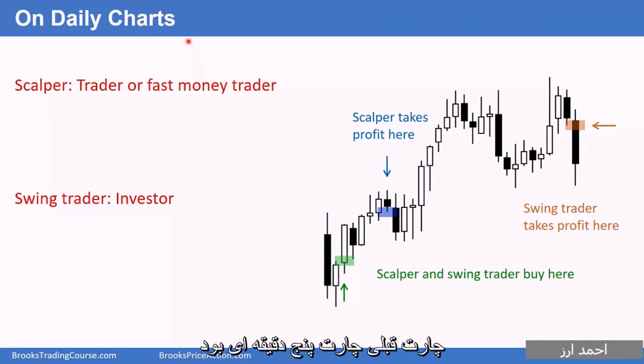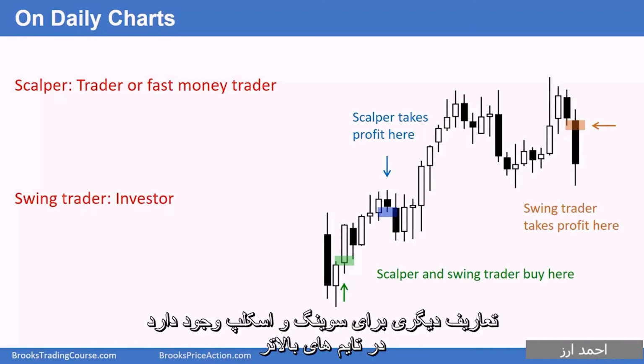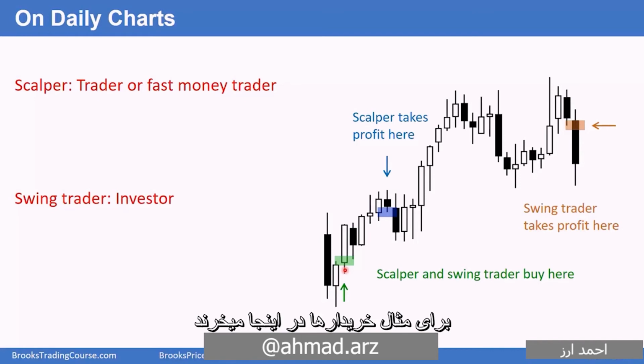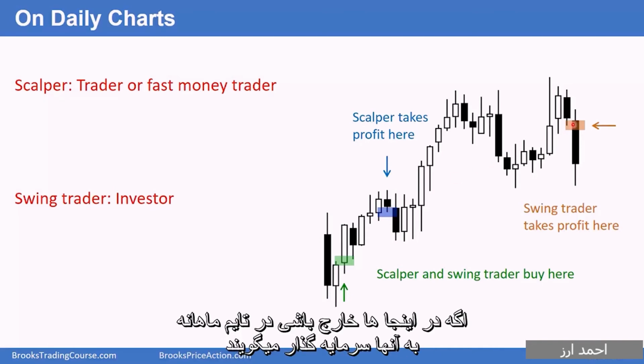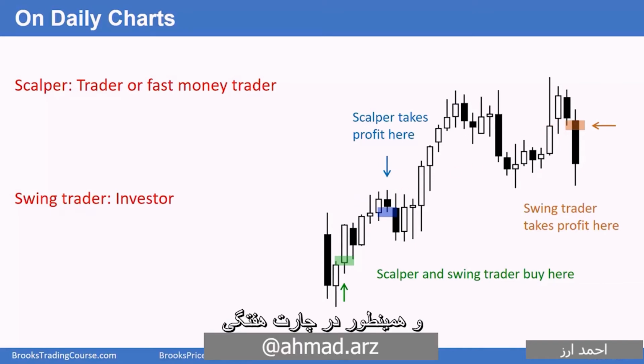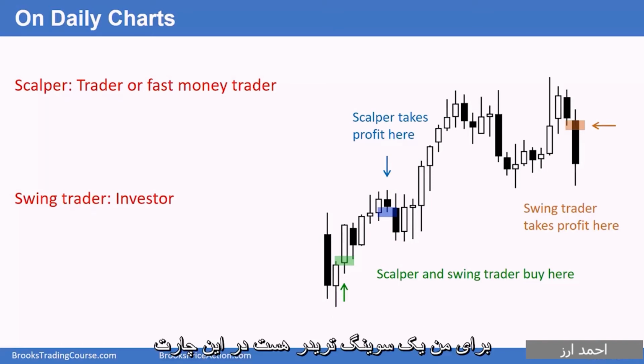That last chart was a 5-minute chart, and here is a daily chart. There are other terms to use when talking about scalping and swing trading on higher time frame charts, daily or weekly charts. So for example, let's say a bull trader bought here, and he gets out here, he's a scalper. You might call him a fast money trader or simply a trader. And if you get out here, and this was a monthly chart, people would call him an investor. If it was a weekly chart, they might call him an investor. To me, I would call him a swing trader, even on this chart.